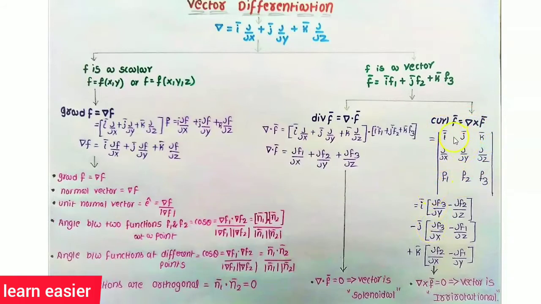So after the determinant we get i bar into (∂f3/∂y − ∂f2/∂z) minus j bar into (∂f3/∂x − ∂f1/∂z) plus k bar into (∂f2/∂x − ∂f1/∂y). So when we apply the del operator to any vector, we have the divergence of f bar and the curl of f bar.